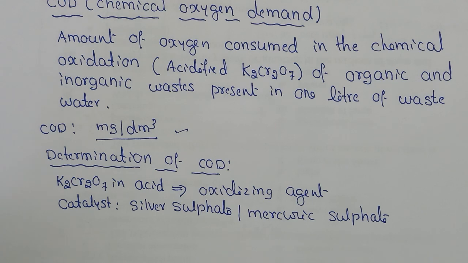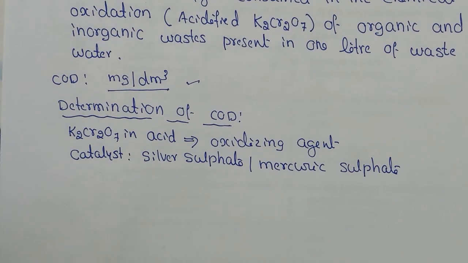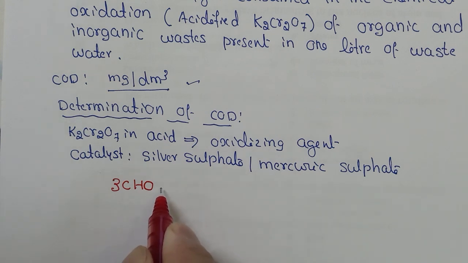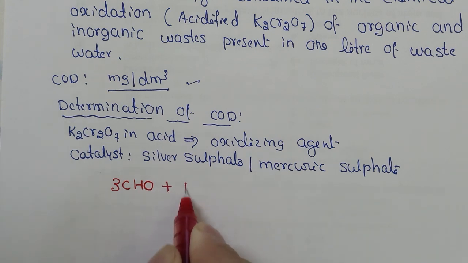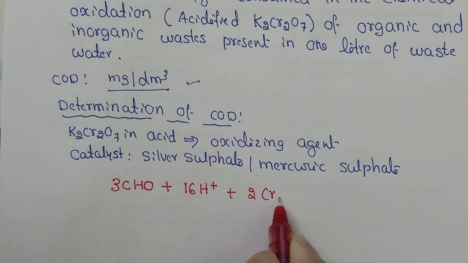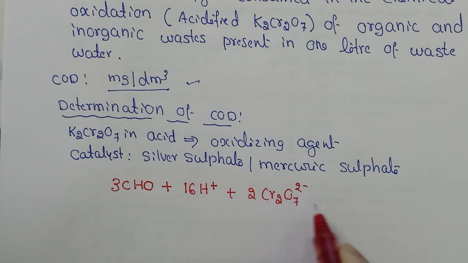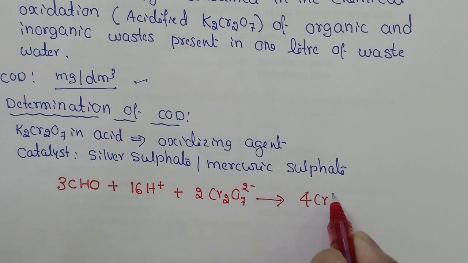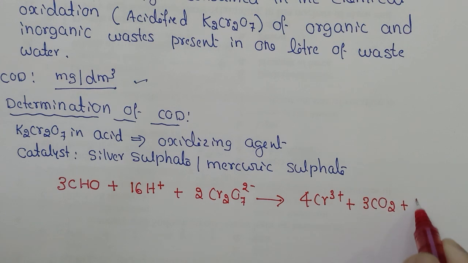A typical reaction that takes place during the determination of chemical oxygen demand we can write as follows. The organic impurity present in water, in presence of acidic potassium dichromate Cr2O7 2-, gives the product 4Cr3+ plus carbon dioxide plus 11 water.